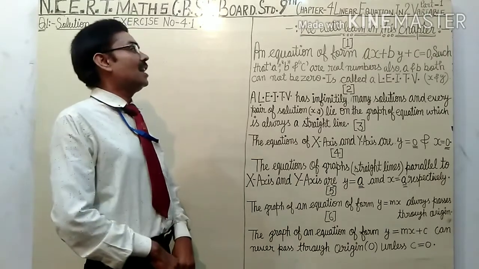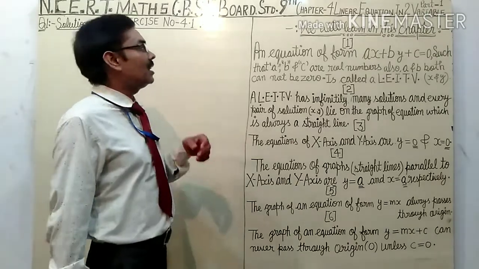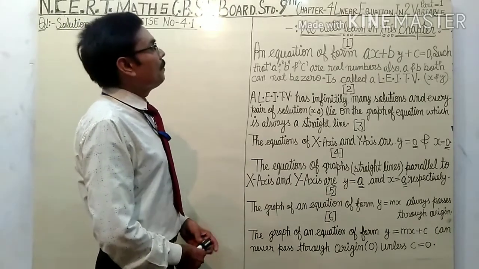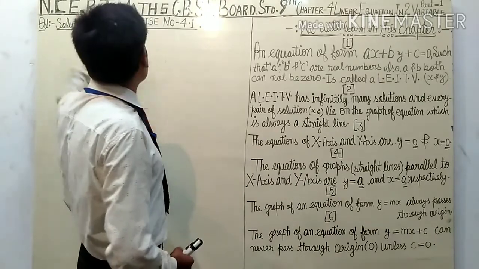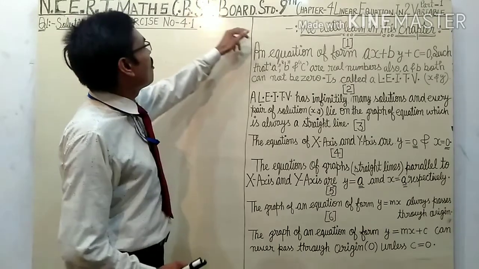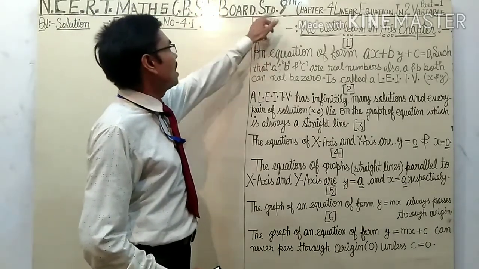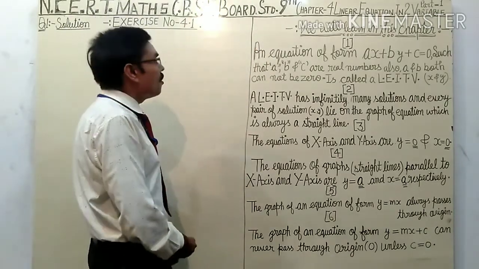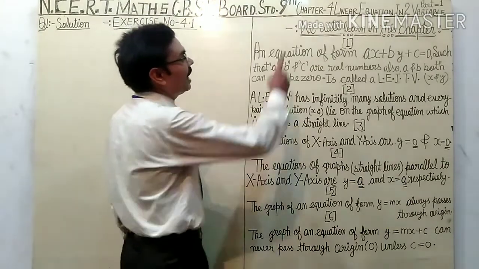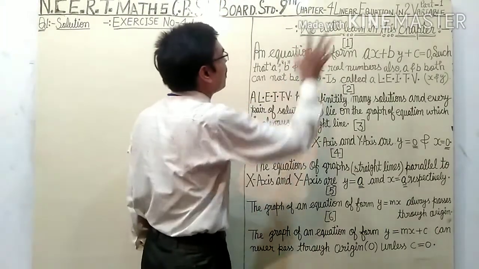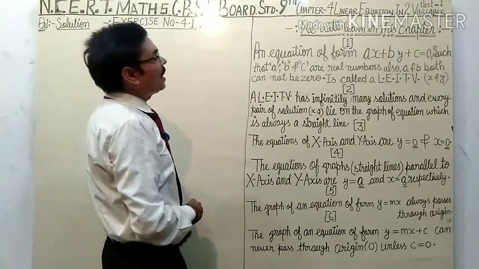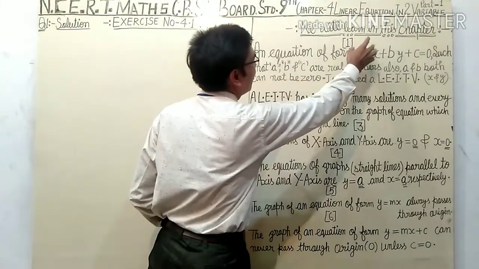And now I am going to deliver video education related to NCERT Math, CBSE Board Standard 9. This means class 9, chapter 4, linear equations in two variables, part 1. Students, in this chapter we will learn the following terms.